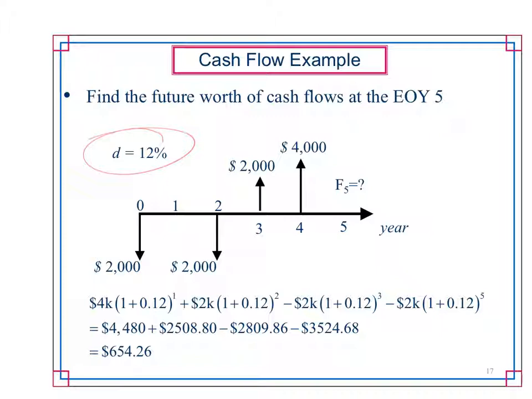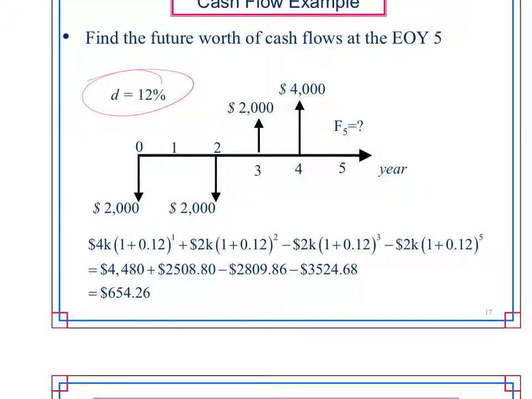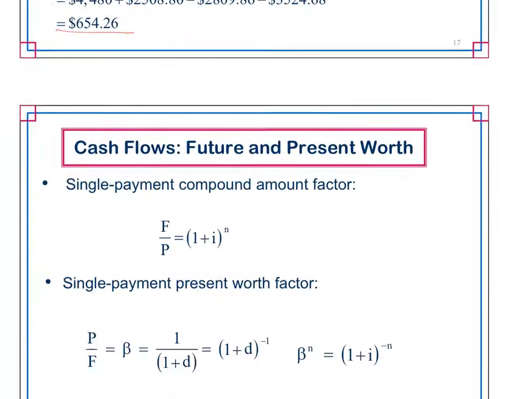So I take my $4,000 and I move that forward 1 year. I take my $2,000 and I move that forward 2 years because that's in year 3. My $2,000 that I had to pay out, I have to move that forward 3 years, and that's a negative because of the negative arrow. And I do the same thing for the initial payment. When I do the math, at the end of year 5, to be equivalent, I should get $654.26 to make this equivalent.